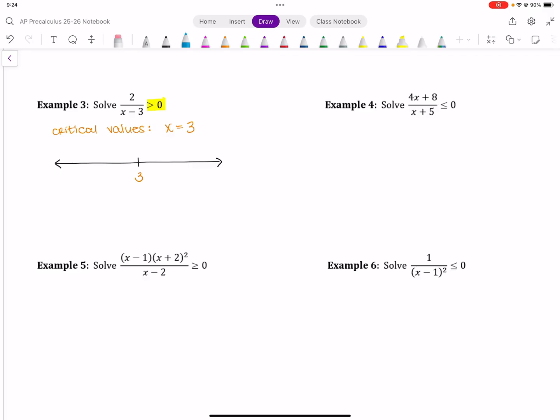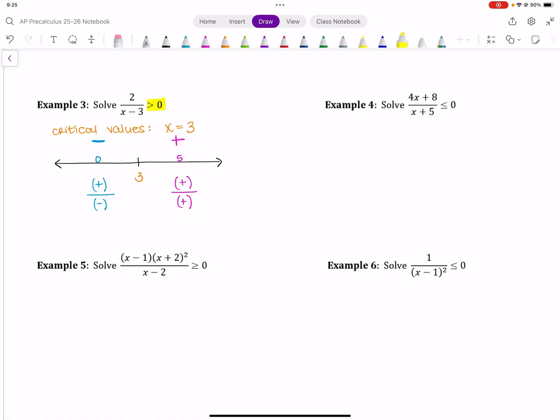So if we check on the left, we could check 0 itself. Our numerator is always going to be positive because of that 2. 0 minus 3 is going to be a negative, so our left interval is negative. Then on the right side, we could check 5, because 5 is bigger than 3. So our numerator, once again, always positive because of that 2. 5 minus 3 is positive, so our right interval is going to be positive.